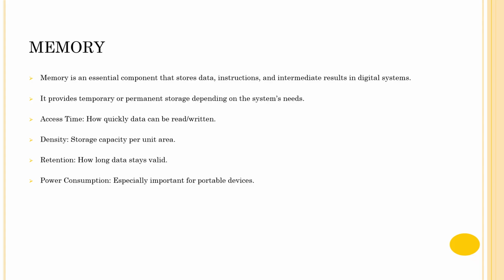Key parameters of memories: when designing or choosing memory, we look at a few key factors. Access time, meaning how quickly you can read or write data. Then retention, how long the data remains valid. Then density, how much data can fit in a given area. And then power consumption, especially critical in battery powered or portable devices. All these parameters define how efficient and reliable your system's memory will be.